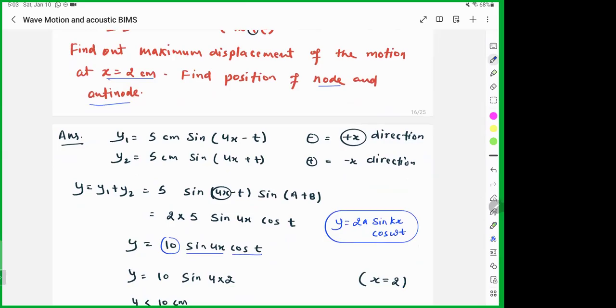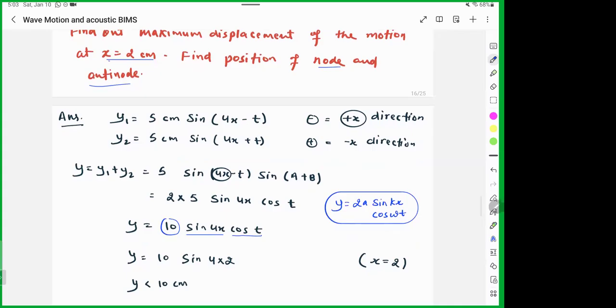Okay. Because x value is 2 centimeter, so it will be 8. Sin 8 you can calculate, it will be slightly less. Sin 90 value is maximum. Anything less than 90 will be less than 1. Understood?